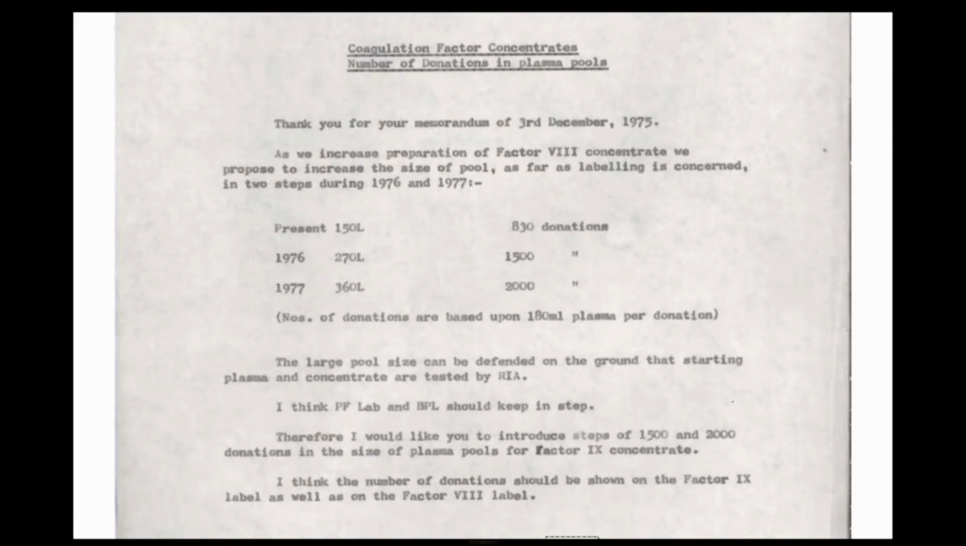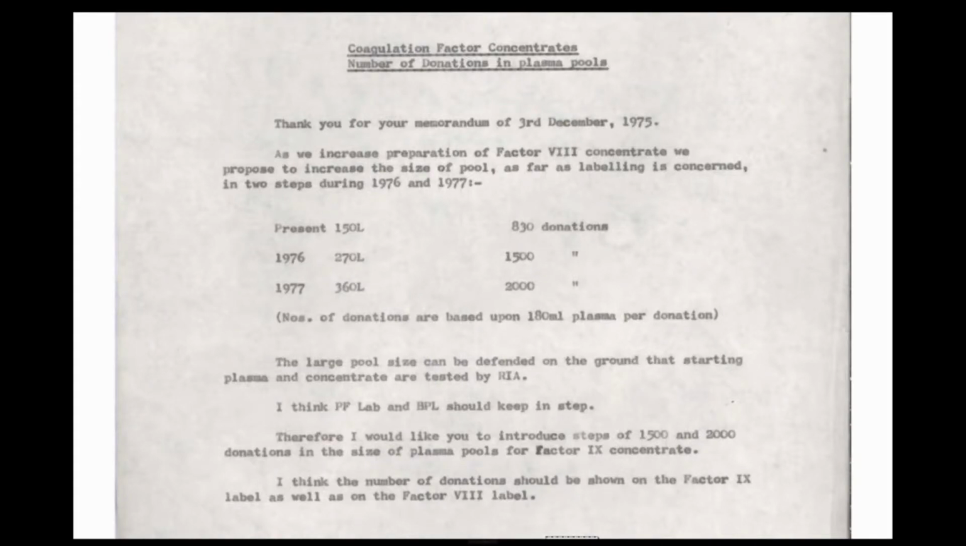We'll come back again to the question of factor 9. For present purposes, what I draw your attention to is this. Firstly, that as of the 3rd of December 1975, the present pool, as expressed at least in terms of labelling, was 830 donations, being a plasma pool of about 150 litres. And you will see that Dr. Maycock uses that 180 millilitres figure as the way of translating from donations to litres. You will also see that there is a plan to increase the size of a pool from 150 litres to 360 litres between December 1975 and 1977. And that will be an increase from 830 donations to 2,000 donations.